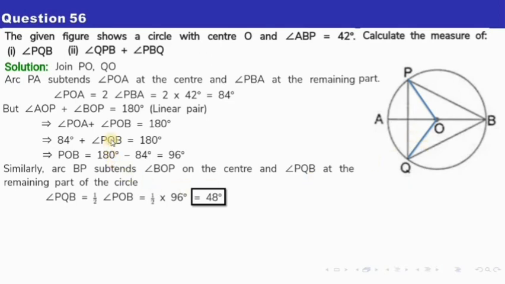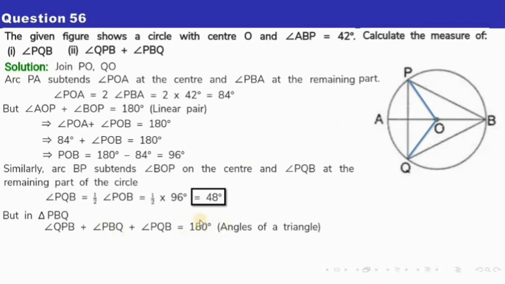Okay, now we need to calculate how much is this angle. So let us see where is triangle PBQ. Okay, so PBQ means we are talking about this triangle. Alright, now we know that the sum of the interior angles will be 180 degrees, right?